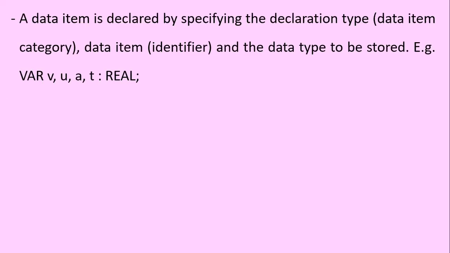A data item is declared by specifying the declaration type, that is the data item category, followed by the data item, or what we call the identifier, and the data type to be stored. For example, our keyword is var. Then our data items or memory locations that we are setting aside are v, u, a, and t. And the type of data that each of them will hold is of type real. I will explain more about data types in the next few screens.